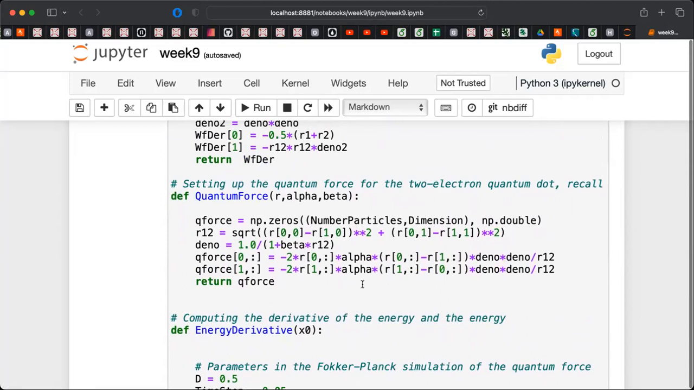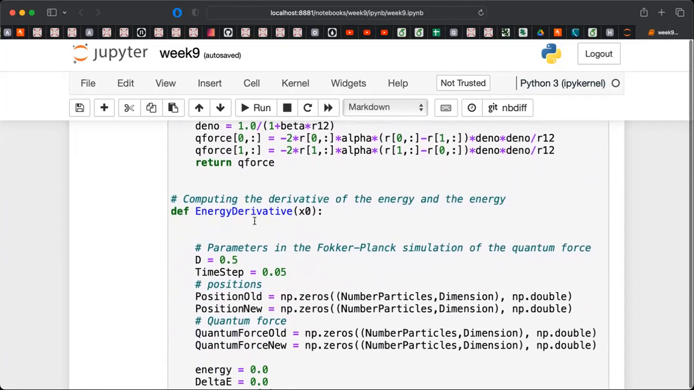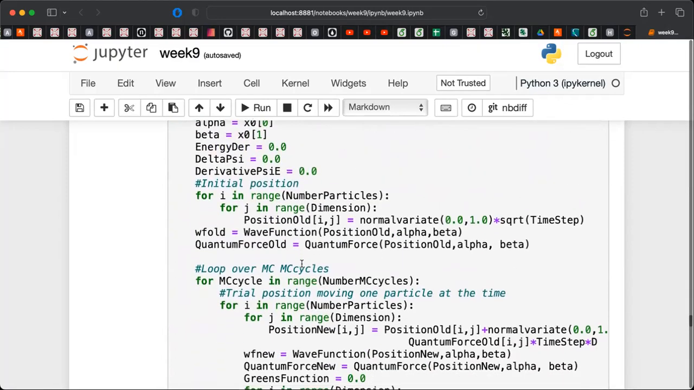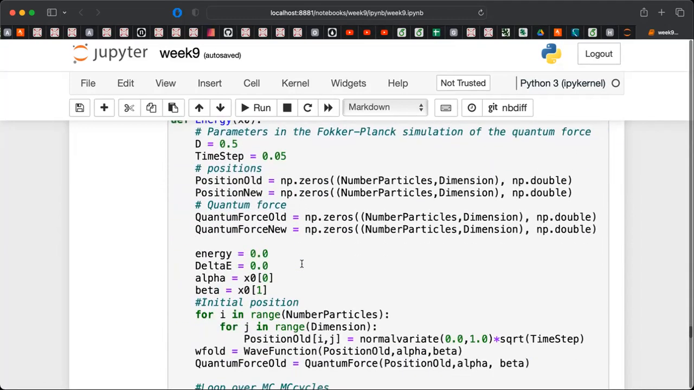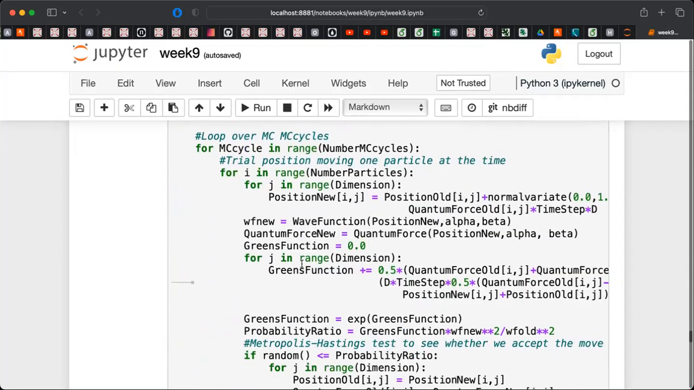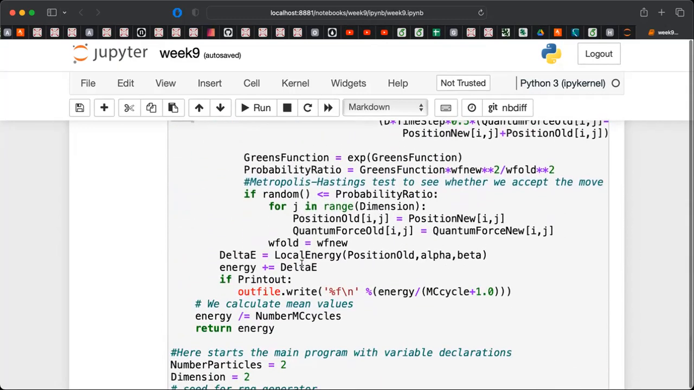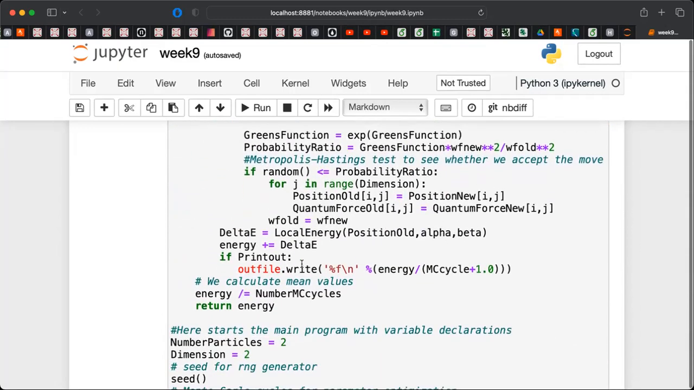I calculate this quantum force. I have a function to calculate the derivative of the energy, as we discussed previously. And this is unchanged from what we have before. I calculate the energy here. So this is also unchanged. I have importance sampling, etc., etc. The only thing now is that I have a printout statement.